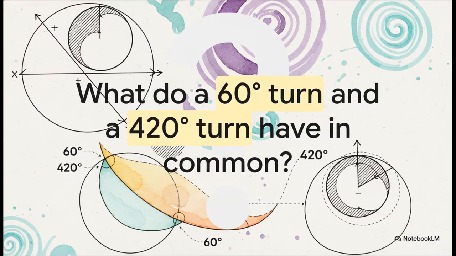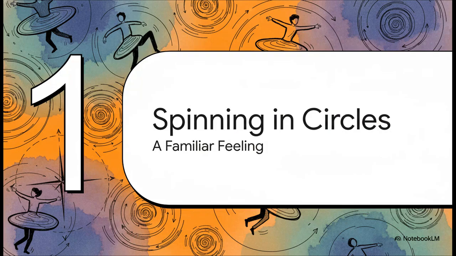Okay, let's kick things off with a little puzzle. What on earth could a simple 60-degree turn have in common with a big 420-degree spin? They sound worlds apart, right? Well, the answer to this question is actually the key to this whole thing. And the secret, believe it or not, starts with something we've all done before, just spinning in circles.